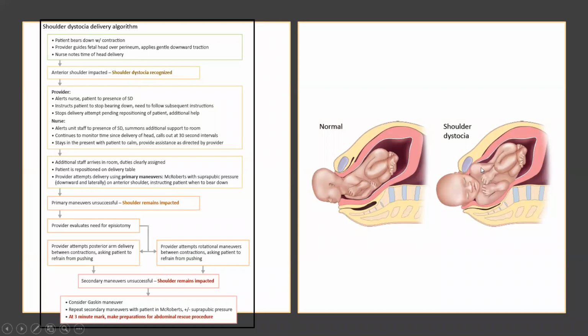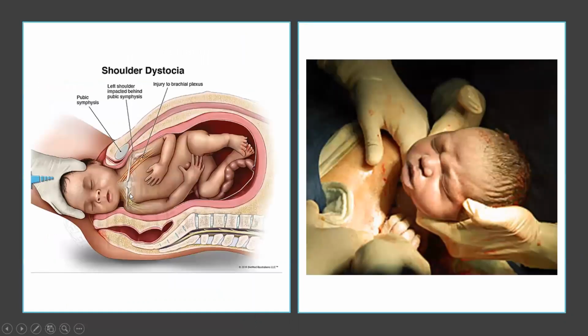And this is what it looks like when the baby comes down through the pelvis and is born, and there's a shoulder that has not been able to clear that pelvis. If we can't get this baby out, this baby will die. And we have a very short amount of time to do it. So this is, again, shoulder dystocia. Here's an actual shoulder dystocia in progress.